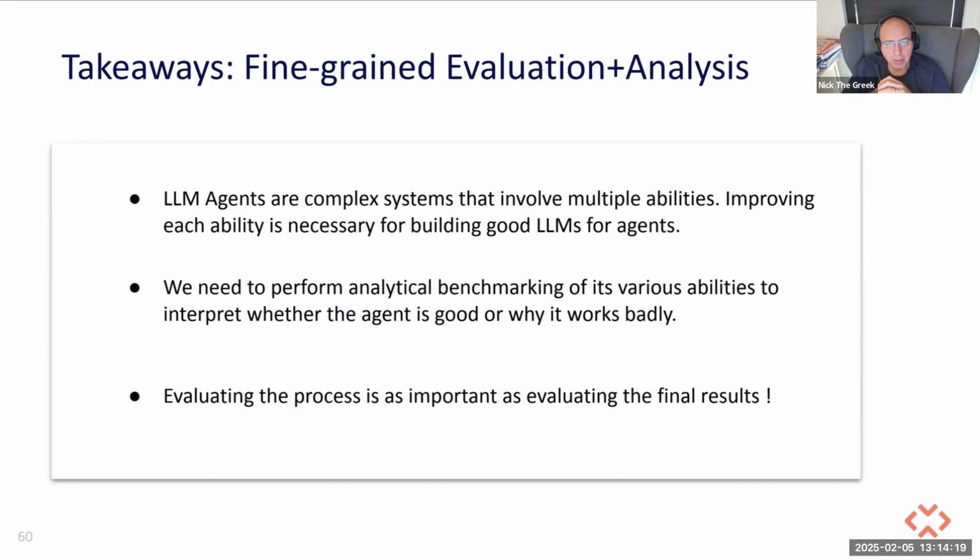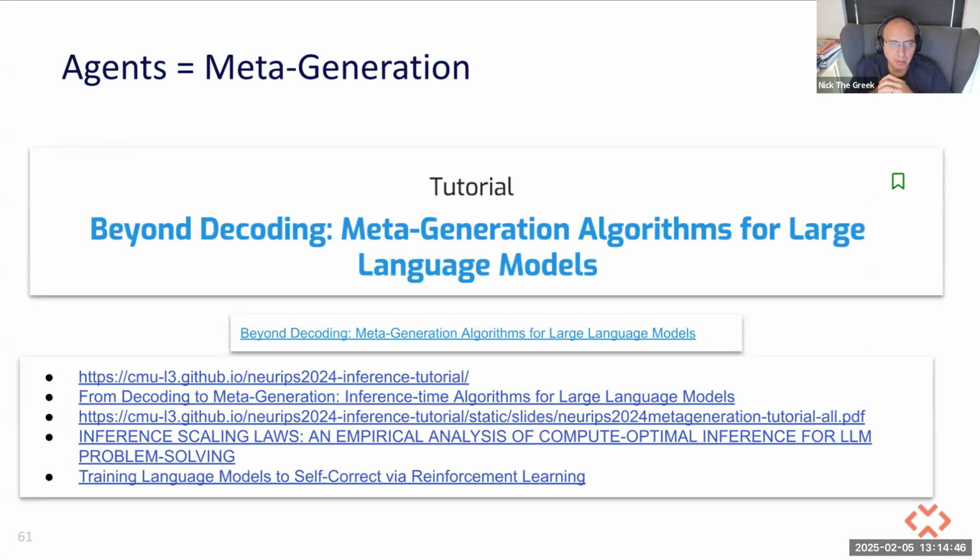And here are the takeaways. LLM agents are complex systems that involve multiple abilities. Improving each ability is necessary for building good LLM agents. We need to perform analytical benchmarking of its various abilities to interpret whether the agent is good or why it works badly. Evaluating the process is as important as evaluating the final result. So AgentBoard aspires to be that framework.